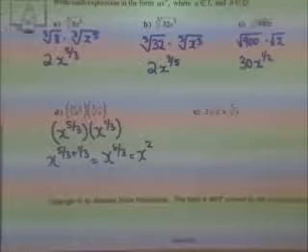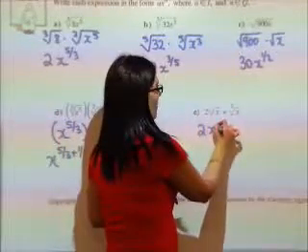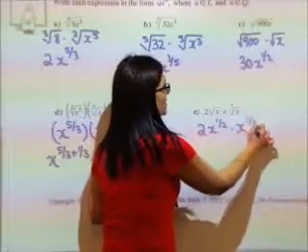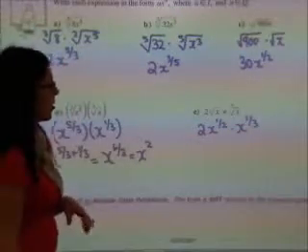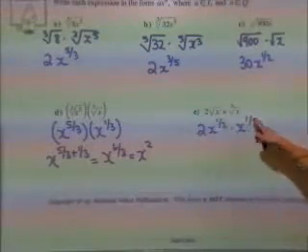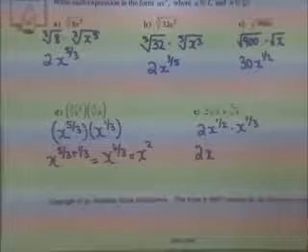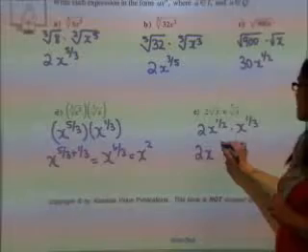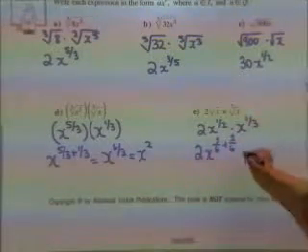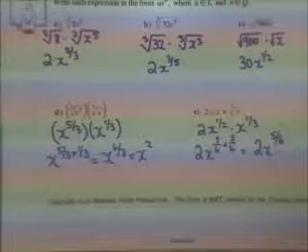With E, again, change these radicals to powers. The square root of x becomes x to the power of 1/2. The cubed root is x to the power of 1/3. When I go to add these together, because that's what I'm supposed to do to the exponents, I need a common denominator, which would be 6. 1/2 is 3/6. 1/3 is 2/6. Together, that would give me 5/6.